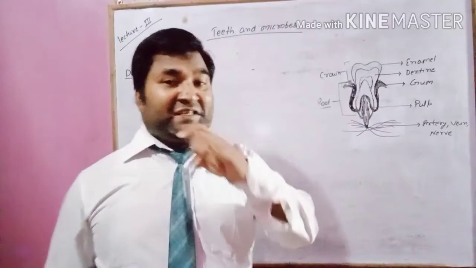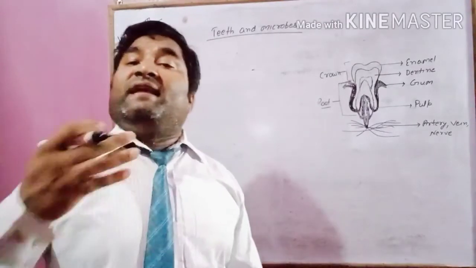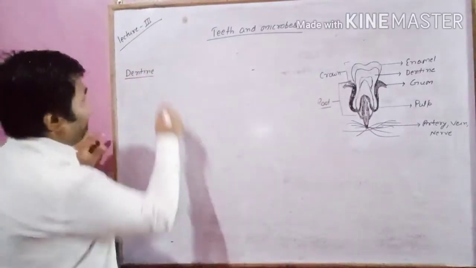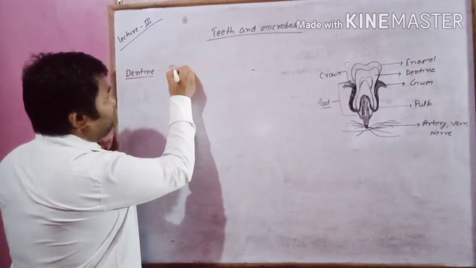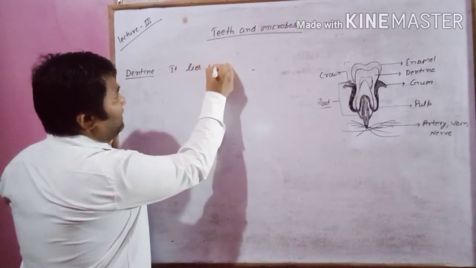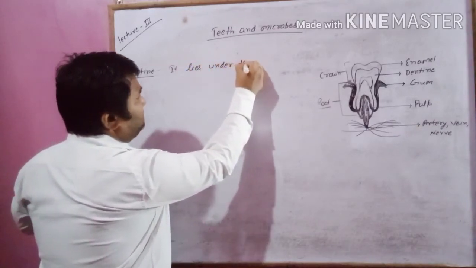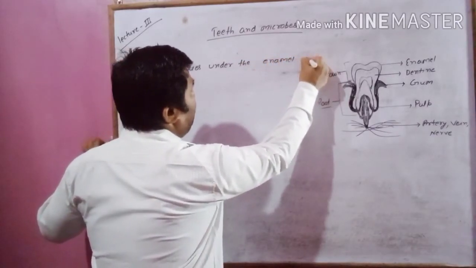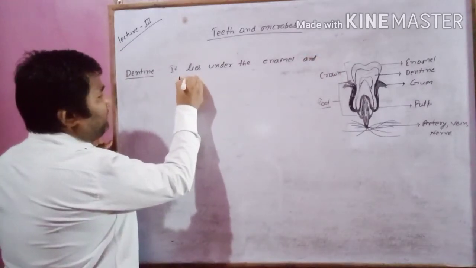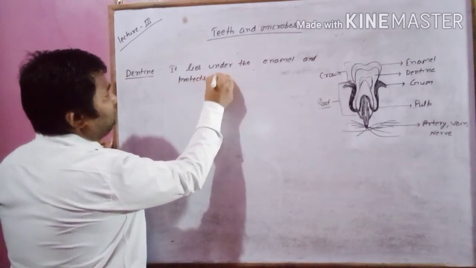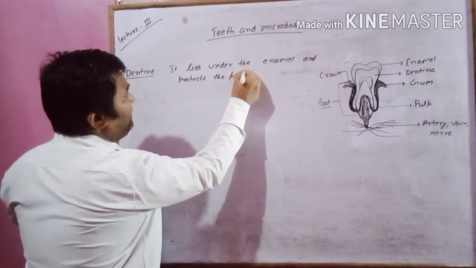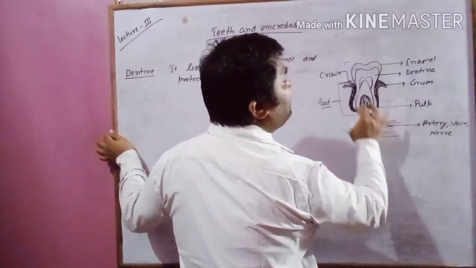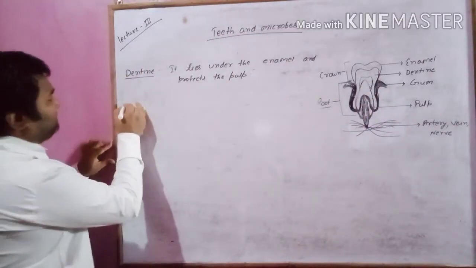Next is dentine. It lies next to the enamel and it protects the pulp. So what can we say about dentine? It lies under the enamel and protects the pulp. Okay, so this is the dentine. It protects the pulp.